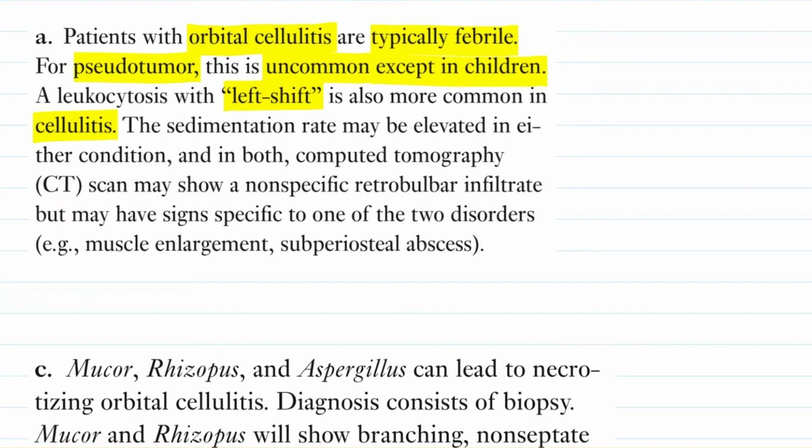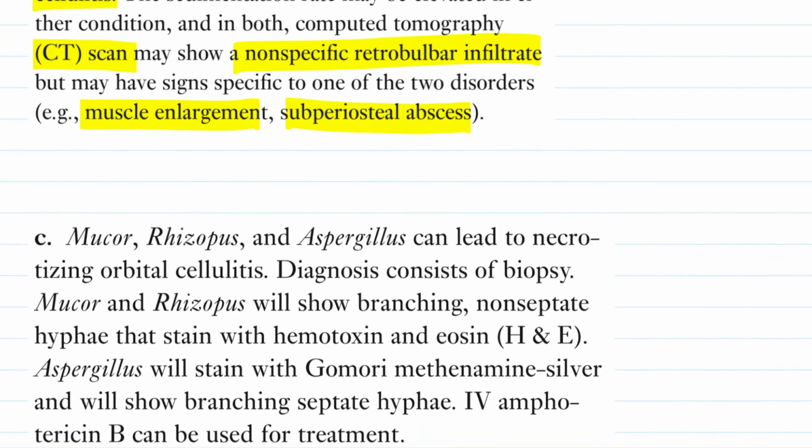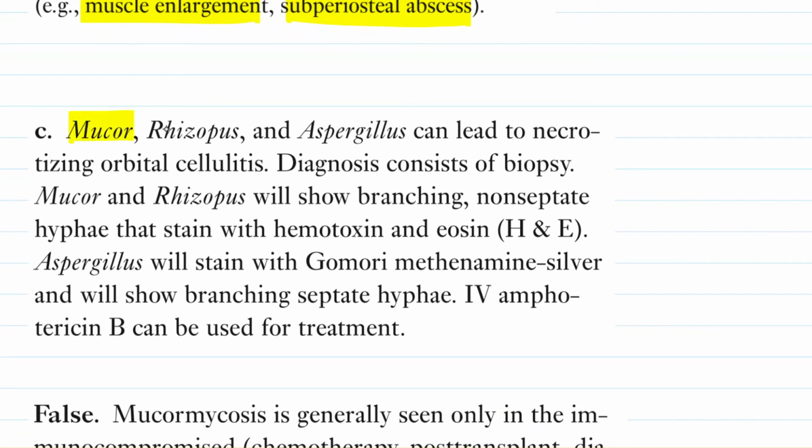CT scan may show a non-specific retrobulbar infiltrate, but may have specific signs to one of the two disorders. A muscle enlargement and a subperiosteal abscess will help you diagnose it even further. Mucor, rhizopus and aspergillus can lead to a necrotizing orbital cellulitis, which is a more severe kind of orbital cellulitis that has accompanying necrotic tissue, necrotizing of the orbital tissue along with the infection.